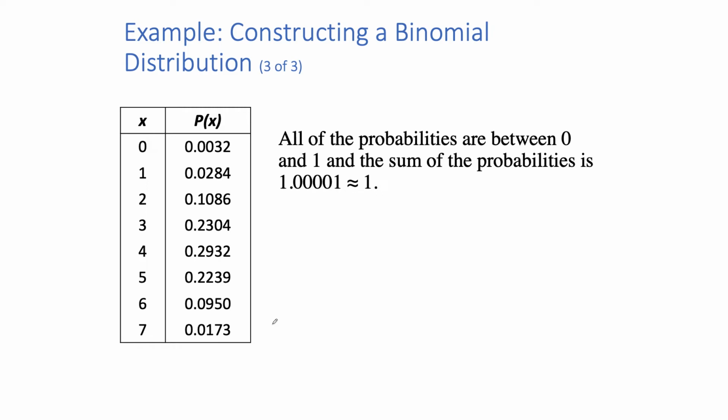I can make sure that this is a valid probability distribution by checking to make sure that each of these numbers is between 0 and 1, which they are, and then checking to make sure that if I add all of these probabilities together, they sum to 1, right? In this case, they sum to 1.00001 because there's some rounding errors in how we've rounded these numbers, but it's basically close to 1, okay?